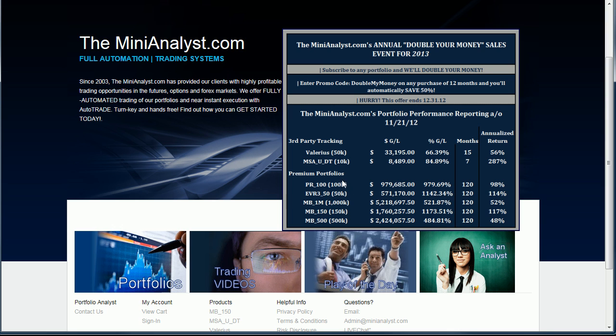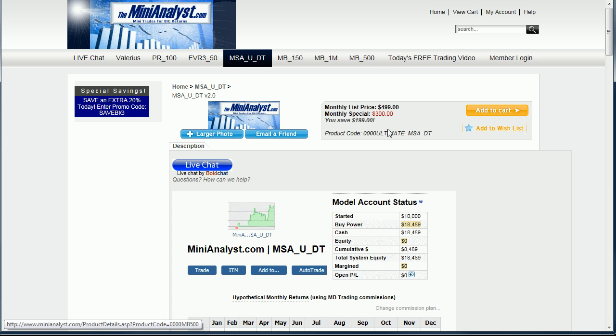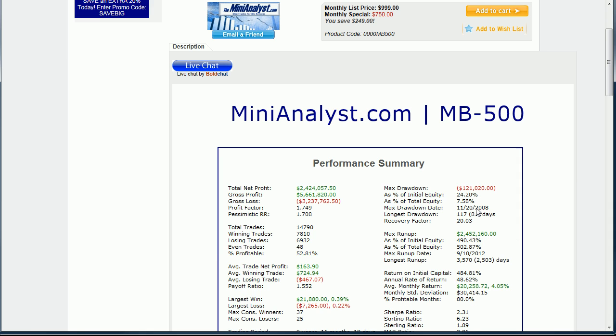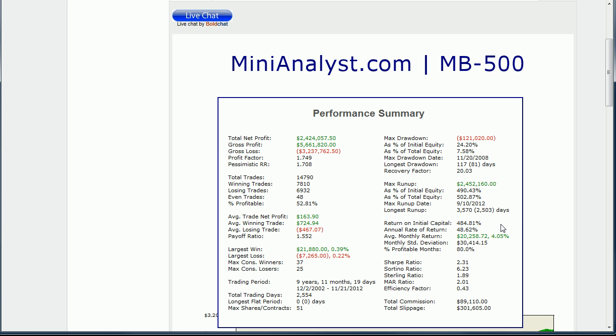The premium portfolios, this is the EVR 350, the Matte Black portfolios, Platinum Reserve 100. As you can see, going back over a decade, 100% return for a few of them, 50% annualized return for the larger portfolios. These are much more conservative. We'll look at the MB 500, for instance, drawdown as percent. The drawdown is a ridiculously small $121,000. That's only 24%. That's the maximum.